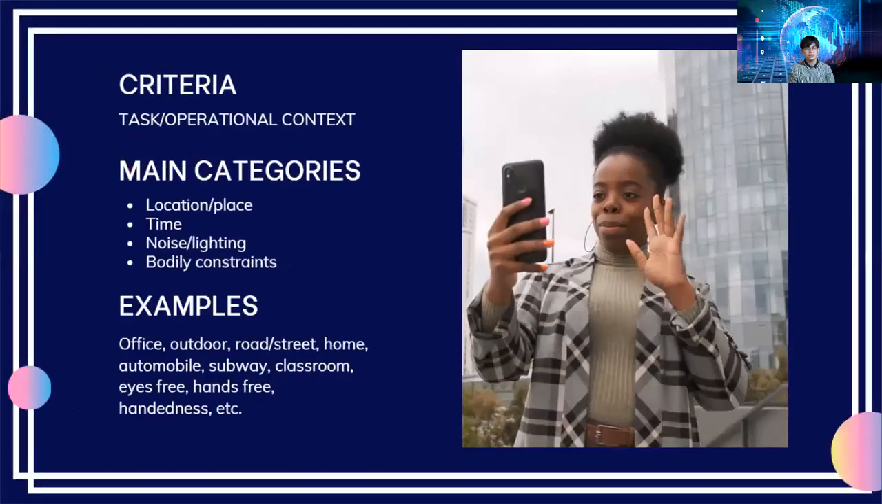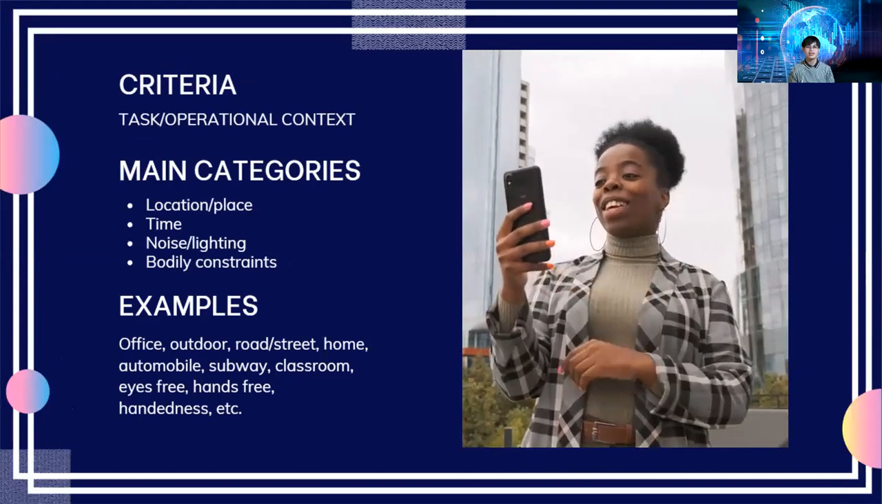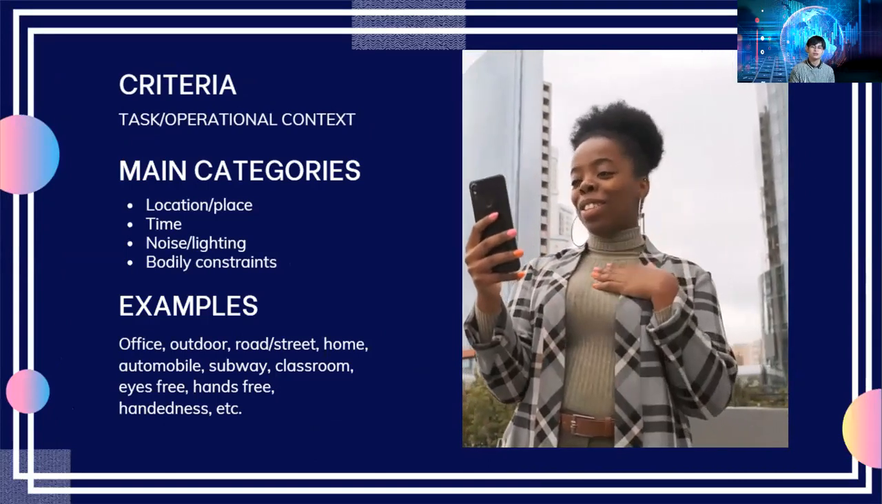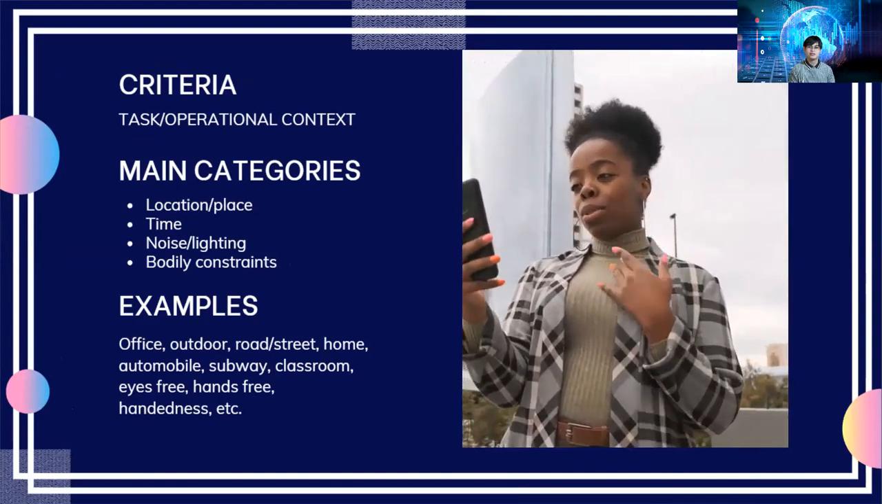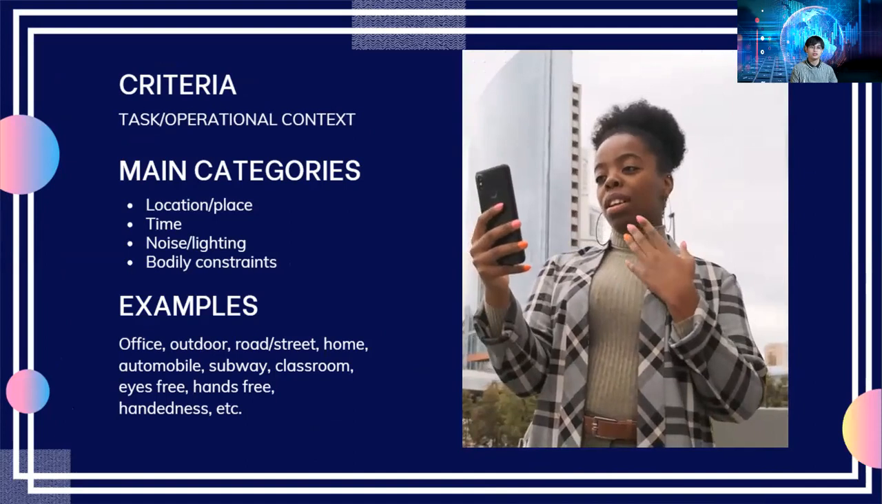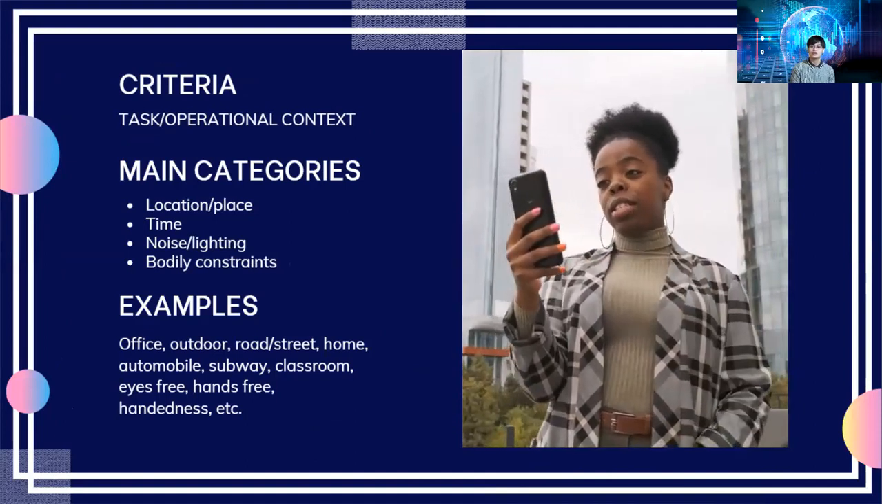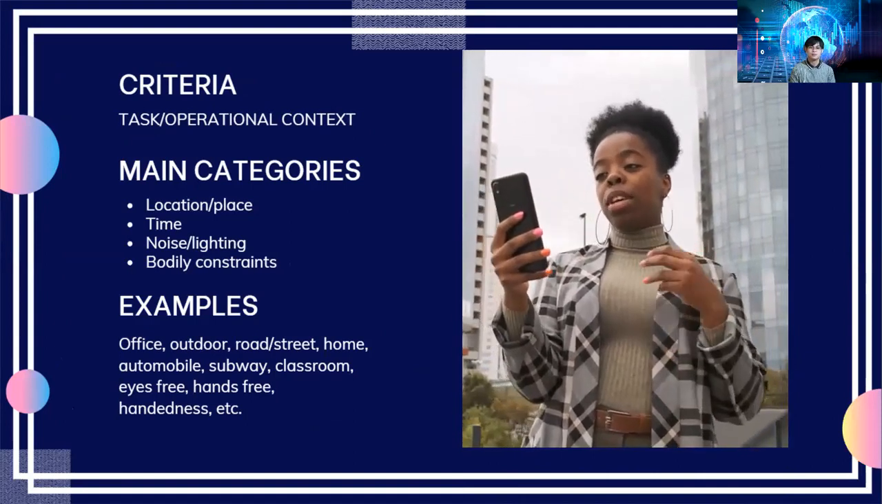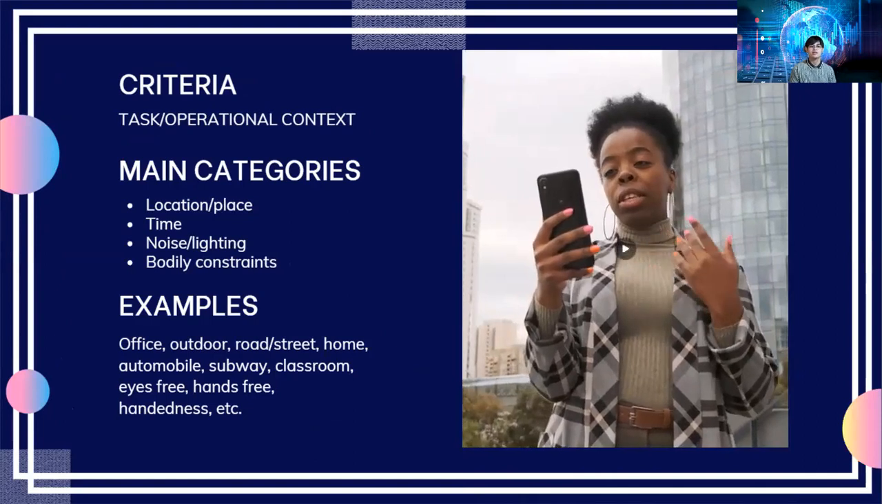Let's move on with the next criteria, the task or operational context. Again, in the previous presentation, we discussed that when creating a system, you must identify the different jobs or tasks, or what the different features are that your system is going to do, and how it will solve a problem. For the task or operational context, the main categories involve the location or the place, the time, the noise, lighting, and readily constrained.